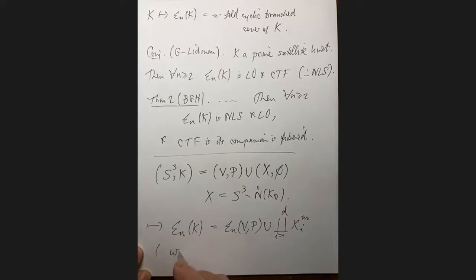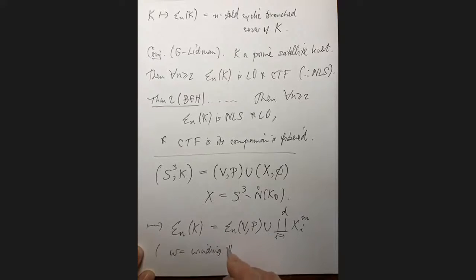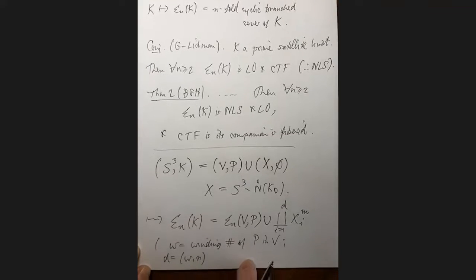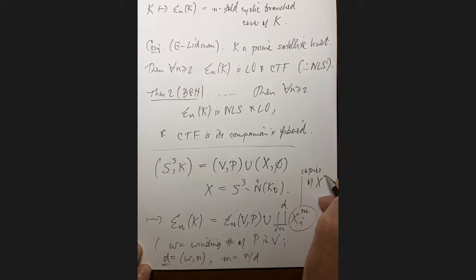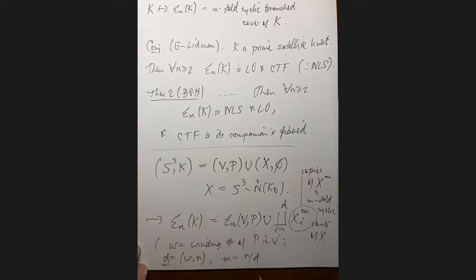So if you take W to be the winding number of P in the solid torus V, and D to be the GCD of W and n, then when you take this cyclic branch cover here, the number of boundary components is D. And then onto that you stick, so now m is n over D, copies of, let's call it X_m, which is the m-fold cyclic cover of X. So you get this decomposition, and so you've got all these D incompressible tori, and there's an extension of the gluing theorem to that situation where you have several tori, and you need to know that there's a slope that's going to be star detected on both sides.